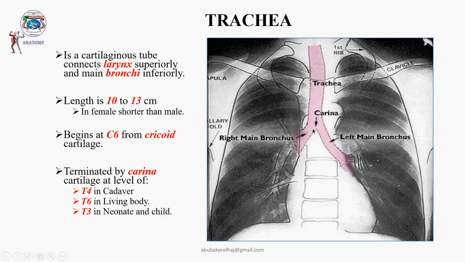The length of the trachea is about 10 to 13 centimeters. It is a little bit shorter in females than in males, and it begins at the level of C6, that means from the lower border of the cricoid cartilage, and terminates at the carina. The carina is the landmark of cartilaginous structures at the level of the bifurcation of the trachea into the right and left bronchus.